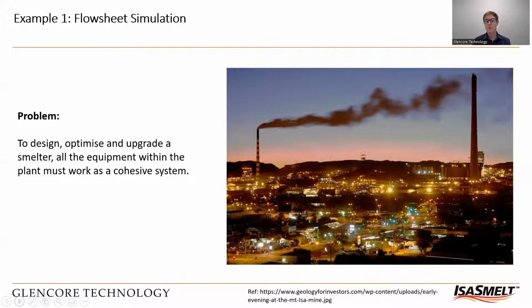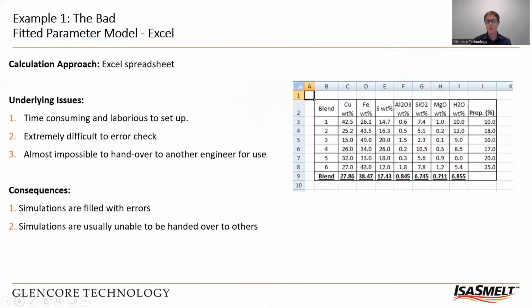So the problem here is we're looking at that whole smelter, integrating, making it work all together as a system, it's a cohesive system doing a mass energy balance. So you can see in that picture there, that's all the lights of Mount Isa mines. And you can see there's a large number of equipment, plant, buildings, and things going on. And we want it to all work together. So what we do is we build up a flow sheet simulation.